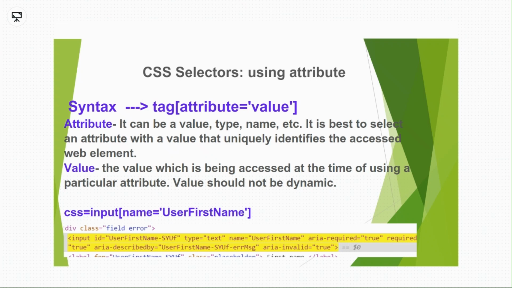Hey guys, welcome back. This is another video in the CSS Selector series, and in this video we will understand how to use CSS Selector with attribute. If any element has any attribute such as name, type, placeholder, data-test-id, etc., then you can easily use the attribute in CSS Selector to locate your element.